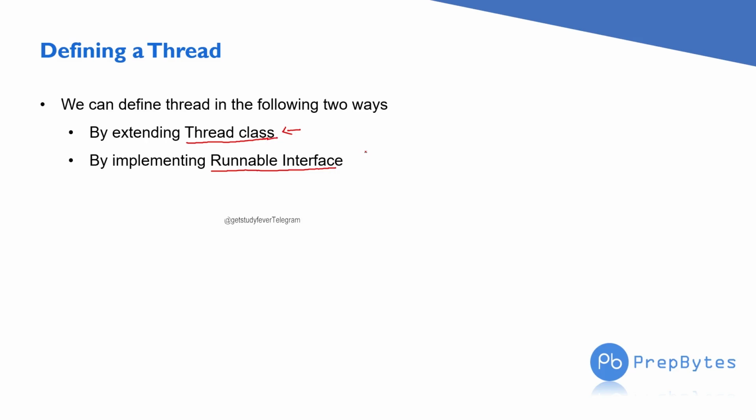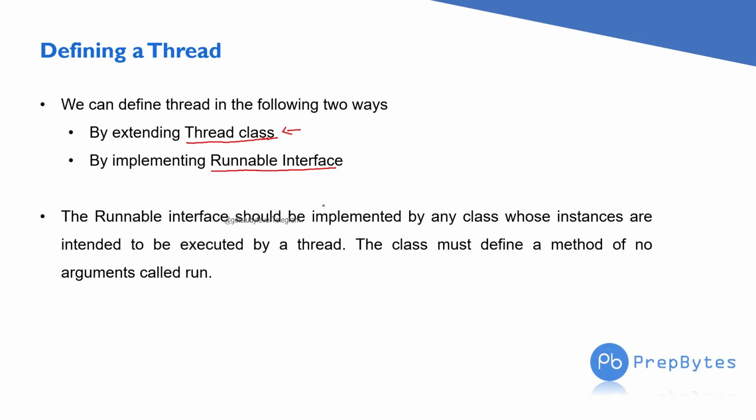And what is the Runnable interface? The Runnable interface should be implemented by any class whose instances are intended to be executed by a thread, okay? So the Runnable interface is mostly used by the classes which use a thread. Any class whose instances are intended to be executed by a thread should implement the Runnable interface, okay? The class must define a method of no arguments called run. Now what is the meaning of this?